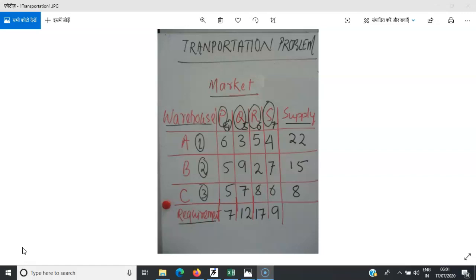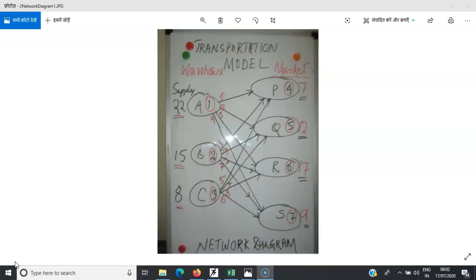The requirements are 7 tons for P, 12 tons for Q, 17 tons for R, and 9 tons for S. And for the supply that is possible from the warehouses, A is 22, B is 15, and C is 8. So let us see how to design the model for this.